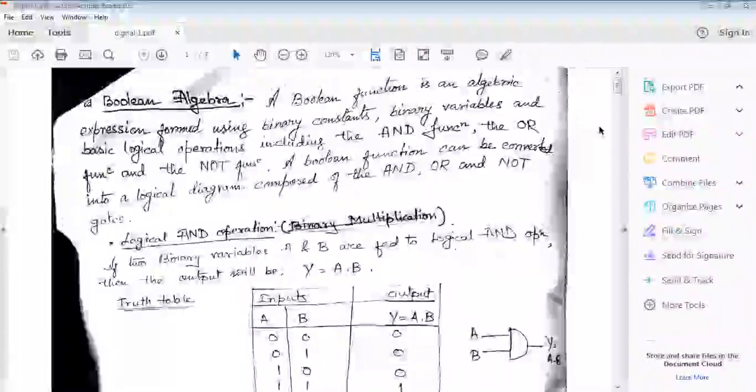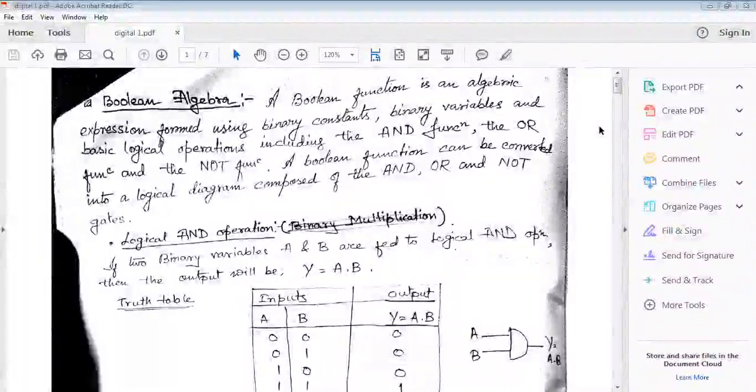So here we come to the topic of the Boolean algebra. I think you all should have the basic knowledge about the binary number system. Then I'm moving forward. The Boolean algebra. What is Boolean algebra? A Boolean algebra function is an algebraic expression formed using binary constants.